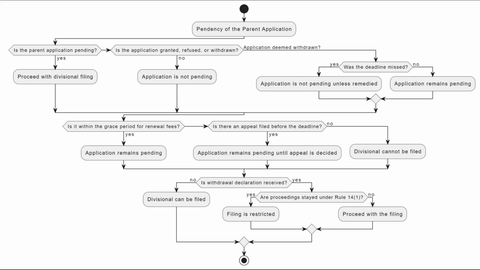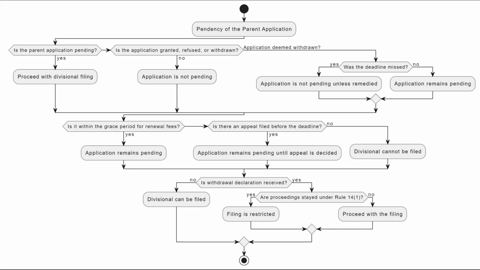1.1.1. Pendency of the earlier application. For a divisional to be validly filed, the parent application must still be pending. This means it hasn't been granted, refused, or withdrawn yet. Think about it for a second. Is your parent application still pending?